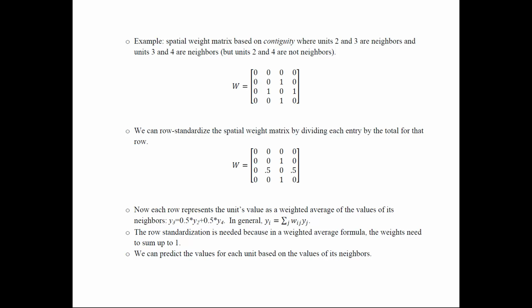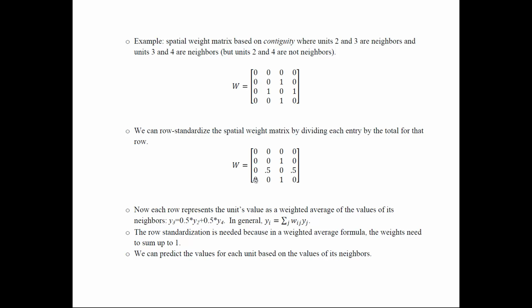Therefore, if we don't know the value for the third observation, what we can do is take the value for the second one and the fourth one, put these as weights of 0.5, and we would get the value for y3. And this is what we are doing here: y3 equals 0.5 of y2 plus 0.5 of y4. We're reading off this row. So in general, we would have yi equals the summation over j of wij times yj. The yj's are the values for the neighbors, and the wij are the influence of those neighbors.